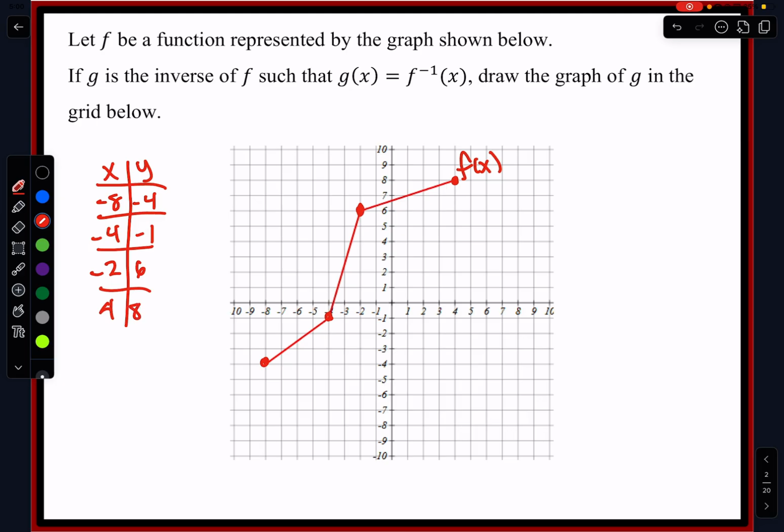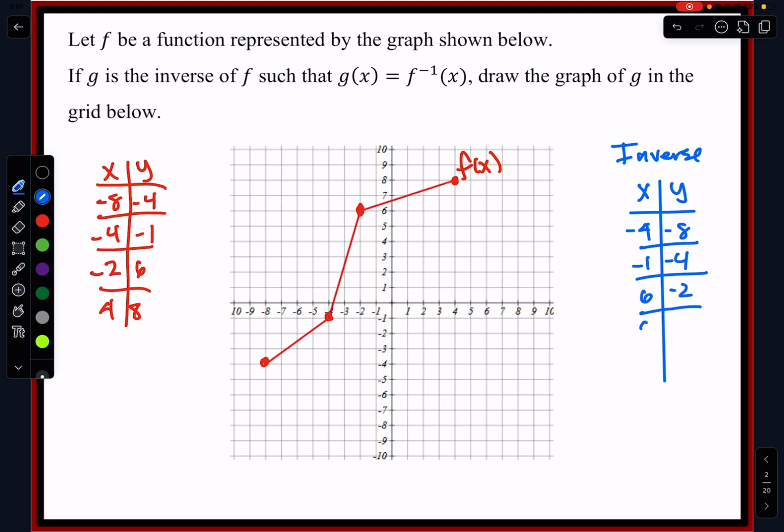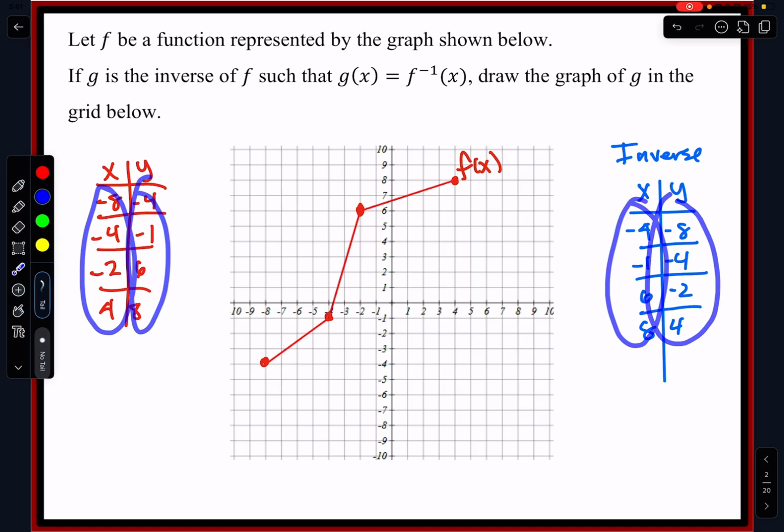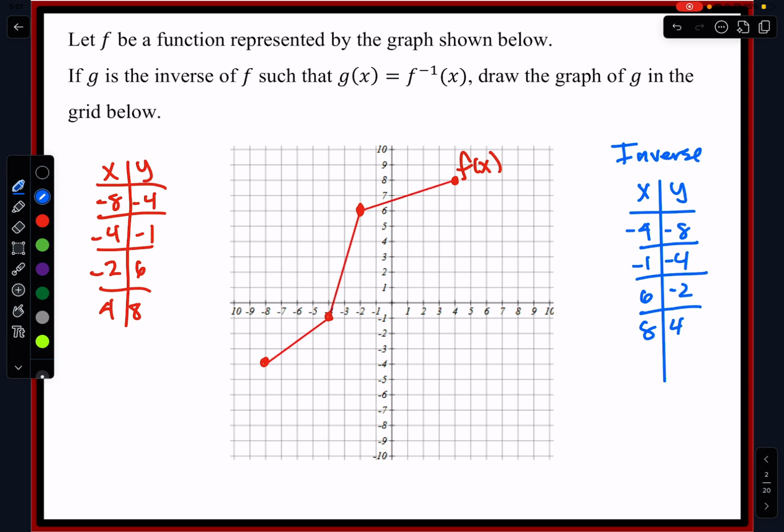So what an inverse function does, it simply identifies the opposite operation, which ultimately boils down in terms of the points and this graph, is just switching the x and y values. So the x and y values for the inverse will be -4, -8, -1, -4, 6, -2, and 8 and 4. So all I did, like I mentioned earlier, is simply switch this and this, made these the x values, and made these the y values. So let's just plot them, and that's how we're going to get our graph.